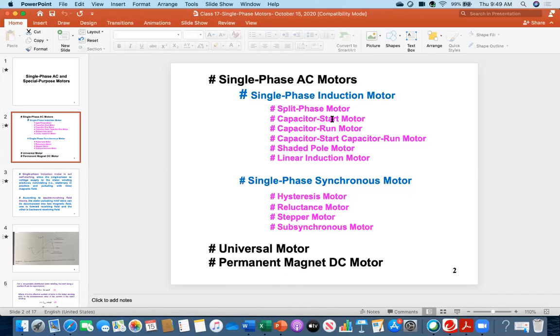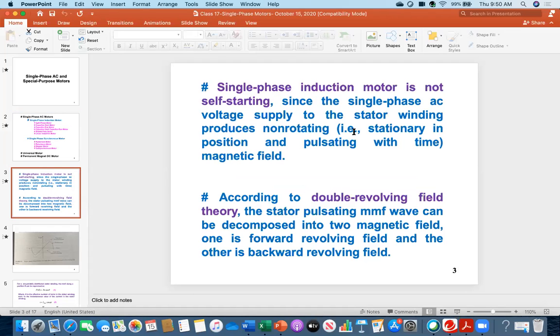Therefore, gradually, let's get started. First, let's look at the single phase induction motor. Now, let me take you to the board for a minute, and then you will understand. Hold on.